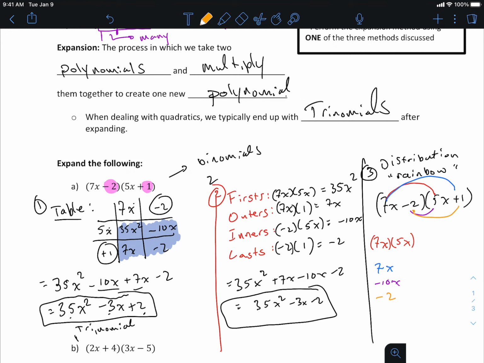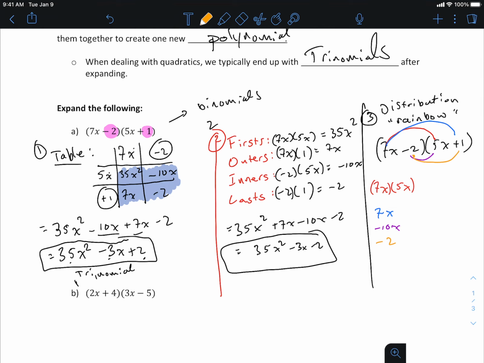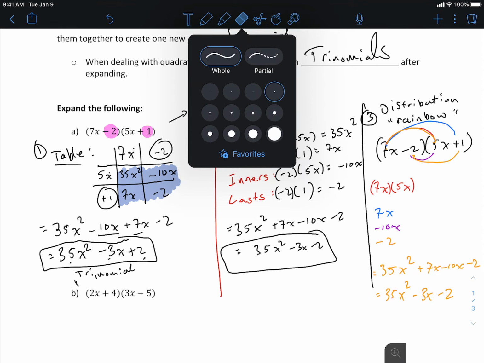And you just add these up. Well, you've got to do the math on the top one, but again, this is the sort of thing that I'm doing in my head, right? I go 7x times 5x, that's 35x squared. And then you go 7x times 1 is plus 7x. And then negative 2 times 5x is minus 10x. And then minus 2 on the end. You clean it up, you get the same answer. Okay? Do we have any questions? I'll erase the orange so you can see where these numbers came from.